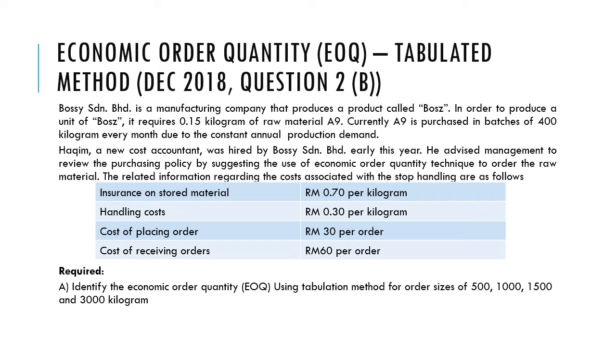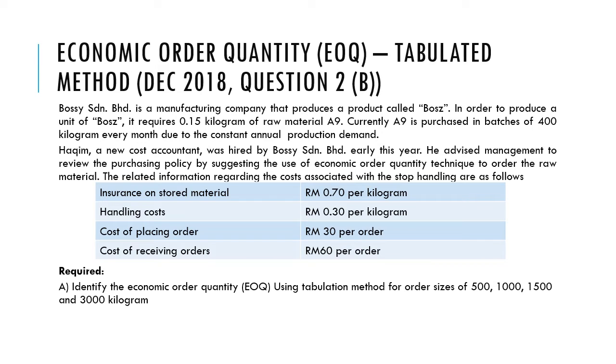Okay, next we go to the example of how to calculate EOQ using the tabulated method. So the question that we're going to refer to is December 2018, question number 2B. The question reads, Bosses Sdn Bhd is a manufacturing company that produces a product called BOS. In order to produce 1 unit of BOS, it requires 0.15 kg of raw material A9. So currently A9 is purchased in batches of 400 kilograms every month due to the constant annual production demand.